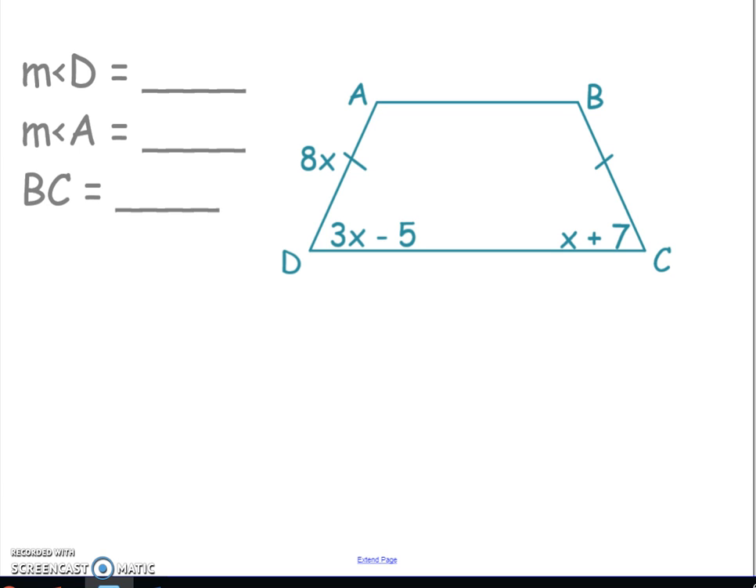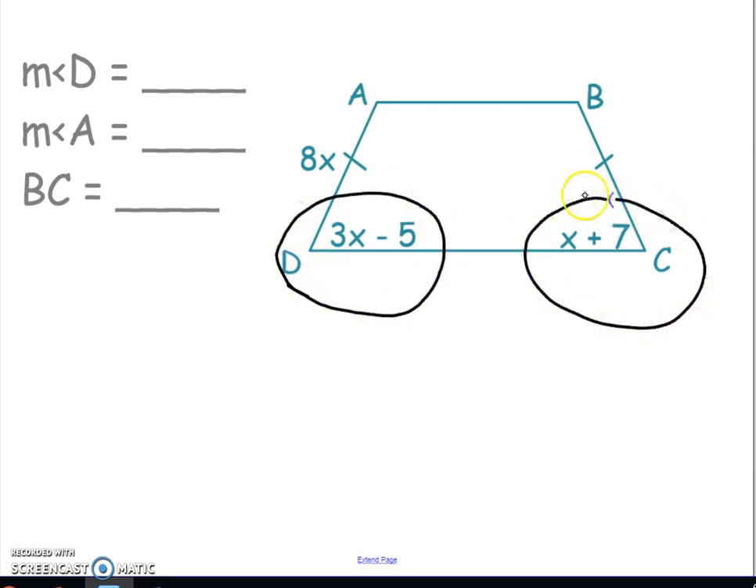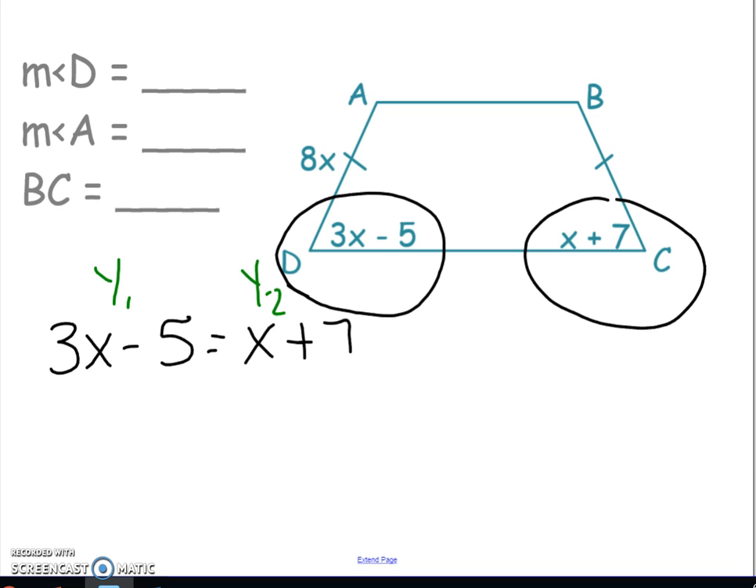Next, we're going to step it up with a little bit of extra math. So a couple examples ago, we did the isosceles trapezoid, and these have to be equal to each other. So we can just set them equal to each other. And then you have some choices to solve. You could either put this in your calculator, y1 and y2, or you can just go ahead and solve it by hand, which I'm going to do. So I subtract x, I get 2x. I add the 5 and I get 12. So x is 6. And then when you plug everything back in, 3 times 6 minus 5, and then x plus 7, in both of those cases, you get 13. So angle D is 13.